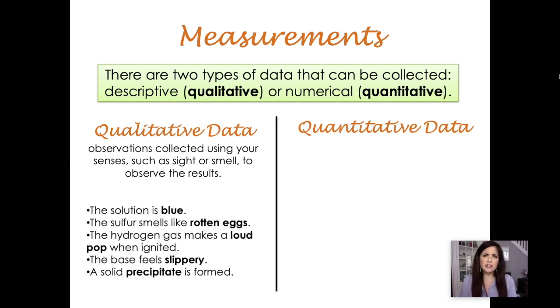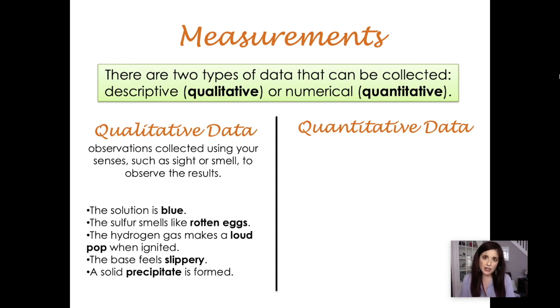You don't have to write all of these down, but maybe you want to write down a couple of them. The solution is blue. You can look at something and determine that very easily. The sulfur smells like rotten eggs. Again, that's descriptive in nature. You're describing it, but you didn't need to take any measurements in order to figure that out. The hydrogen gas makes a loud pop when it's ignited. The base feels slippery. A solid precipitate is formed. All of those you can just see by looking at something or looking at a reaction.